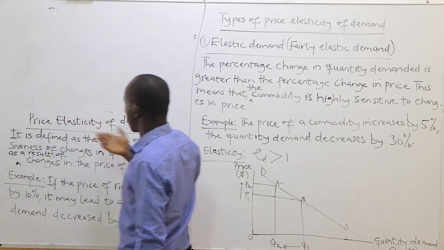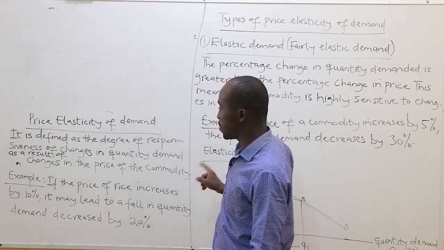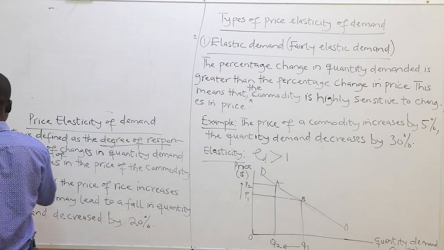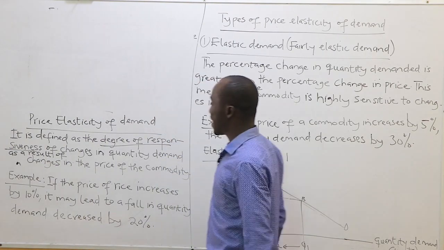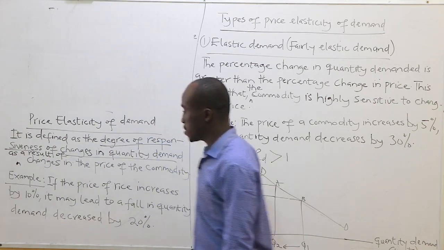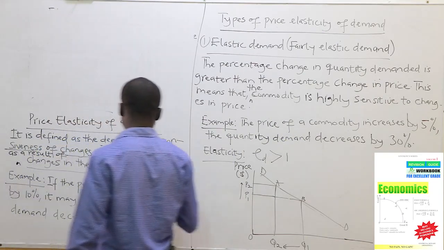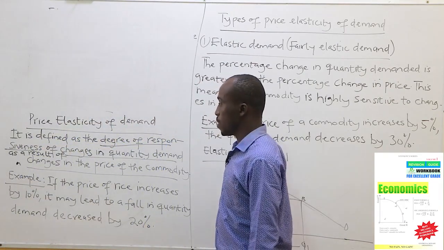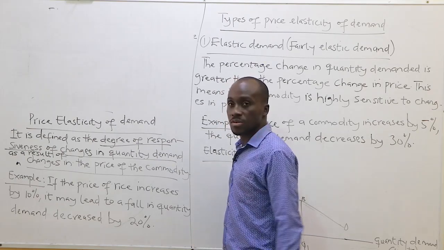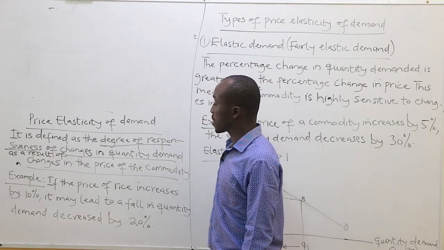So what is price elasticity of demand? Let's see. It is defined as the degree of responsiveness. It's defined as what? The degree of what? Responsiveness of changes in what? Quantity demanded, as a result of what? Changes in the price of what? The commodity. So it's defined as the degree of responsiveness of changes in quantity demanded as a result of changes in the price of the commodity.